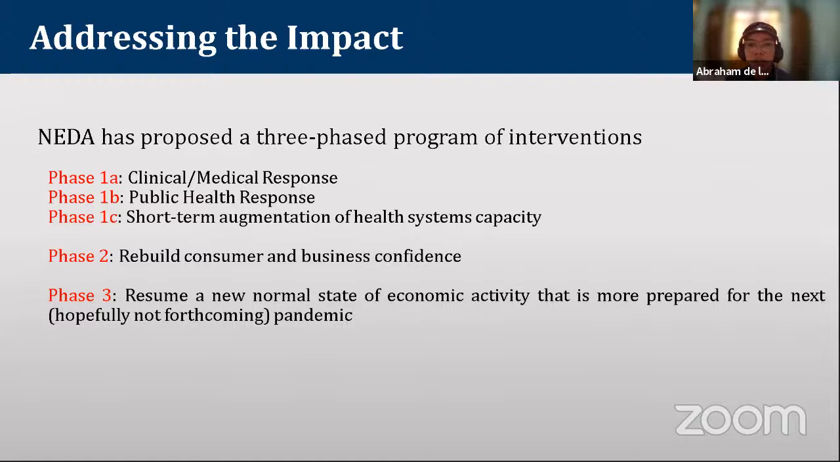So NEDA proposed a three-phase program of interventions. Phase 1A, clinical or medical response. Phase 1B, public health response. Phase 1C, short-term augmentation of health systems capacity. Then Phase 2, which is to rebuild consumer and business confidence. Last is Phase 3, resume a new normal state of economic activity that is more prepared for the next pandemic.